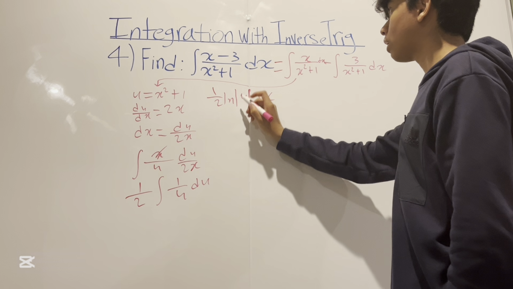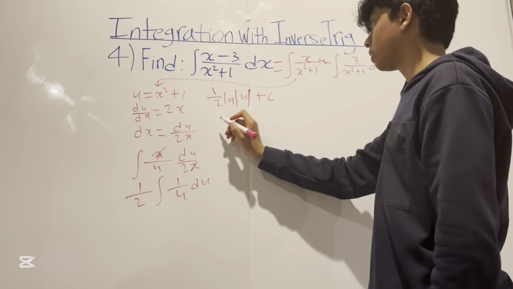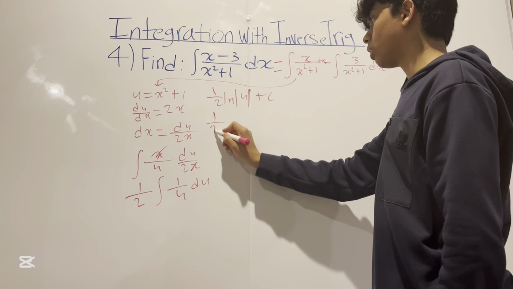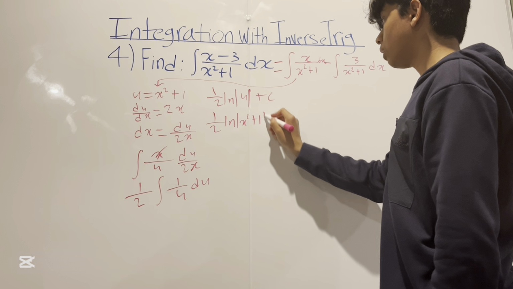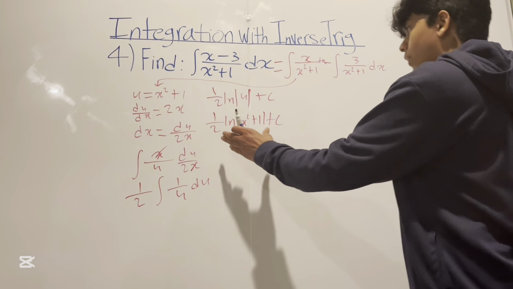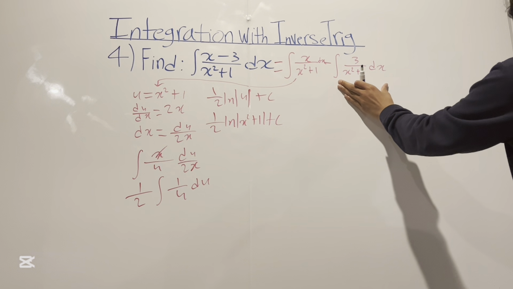But since we started off with x, we have to end with x. So u we set as x squared plus 1. So this is just going to be 1 over 2 ln absolute value x squared plus 1 plus c. But this is not our final answer. This is just half of it. We have to evaluate this part too.